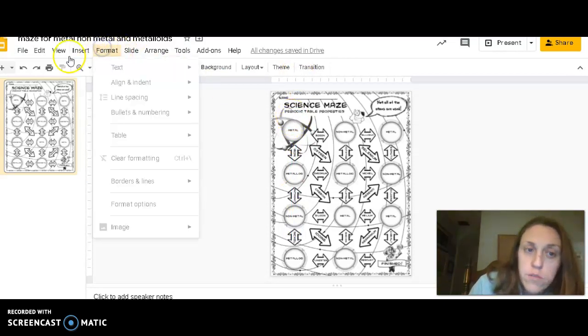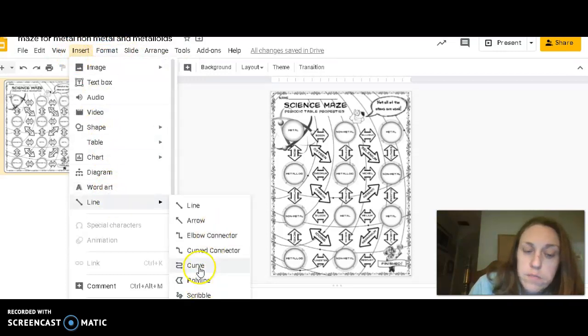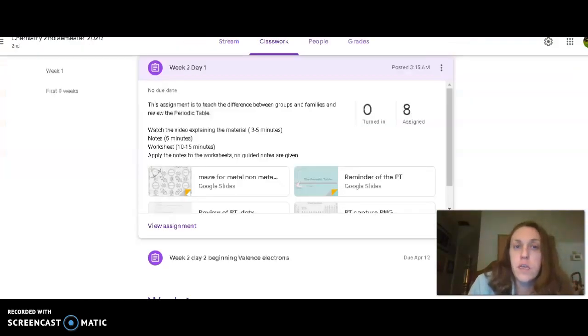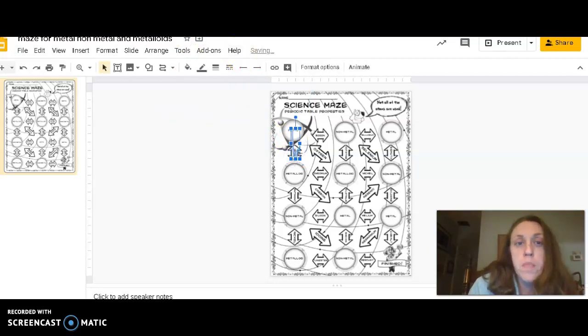So again, you go to insert. You can go to line. You can go to curve. Either way, it goes there, and then you can keep going. Okay. Alrighty. The next part of this is, and then I can post that up by the end of the week to find out if you did it correctly or if you get it done, and then I'll send you the answers.